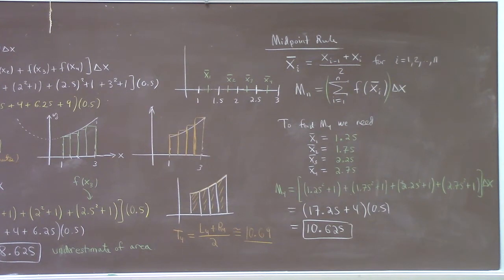Yeah? One question. Shouldn't it be like over 0.5 instead of 2 there? Well, multiplication by 0.5 is division by 2. That's fine.